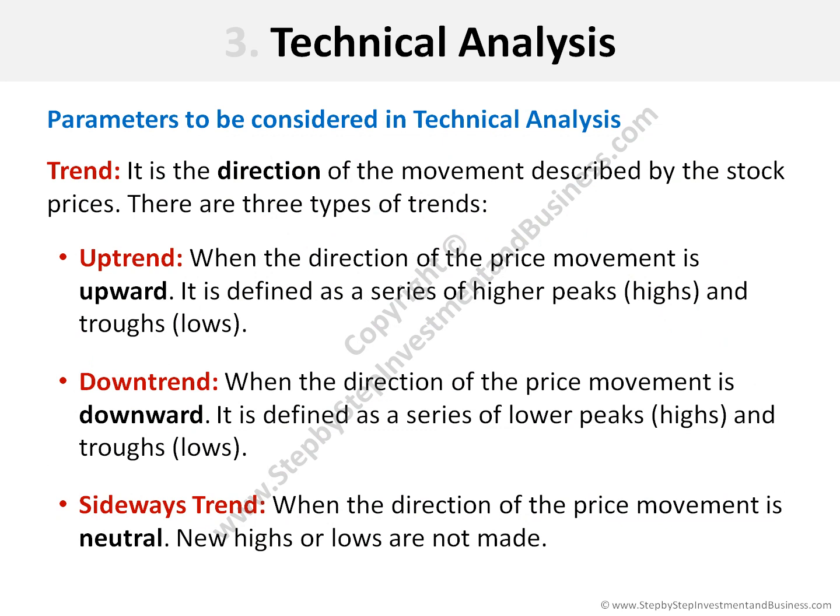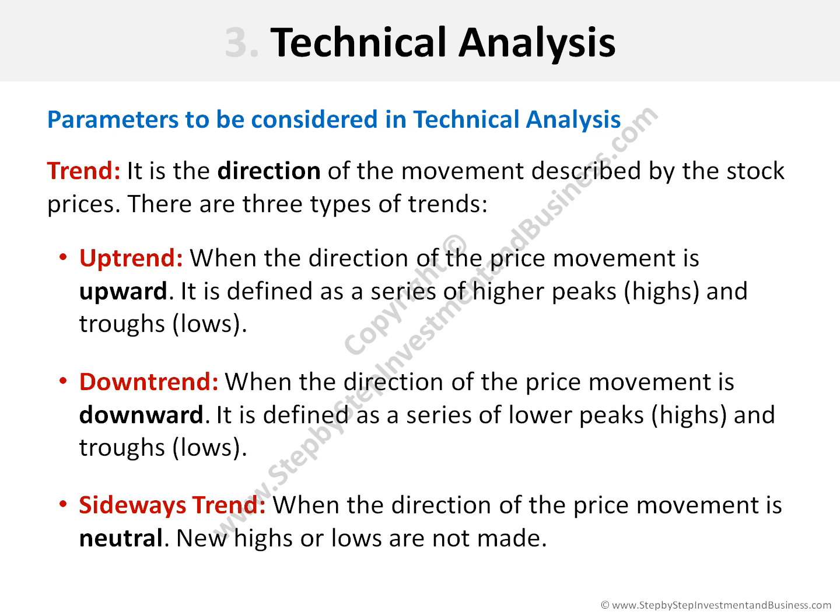We had said that another parameter to be considered is the trend. The trend is the direction of the movement described by the stock prices. Basically, there are 3 types of trends: uptrend, downtrend, and sideways trend. The first one, the uptrend, is when the direction of the price movement is upward. It is defined as a series of higher peaks and troughs, that is, higher highs and lows.